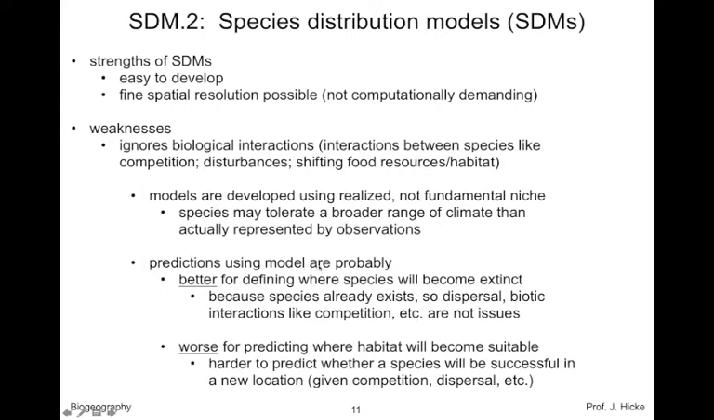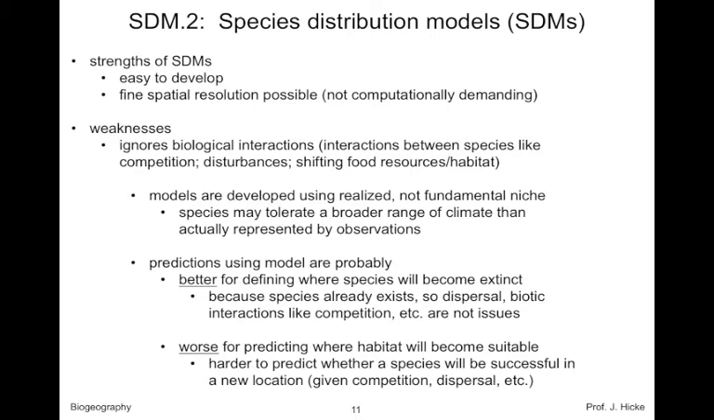So predictions using species distribution modeling are probably better for where species will become extinct. Okay, so we know locations of where species have been observed. Those are used to develop the model. So we know in those locations that there's no competitor or predator or dispersal issues. There's no biotic interactions that are limiting those. So if we can correctly build in the climate responses of that species, then we can predict whether that species may go extinct or actually extirpated from that location given future climate change. So the model predictions are better for predicting where a species may go extinct, and they're worse for predicting where a species may move in the future into new habitat.